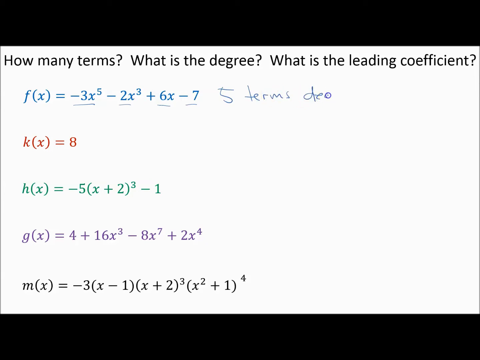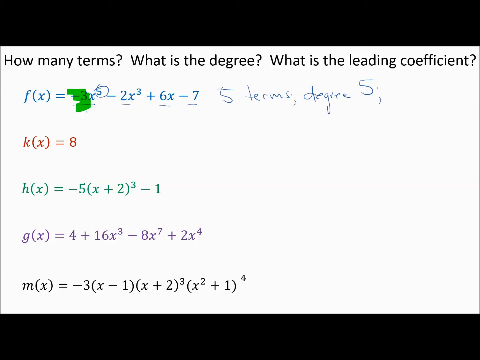The degree is the exponent that's the highest, 5, so this is a degree 5. And then the leading coefficient. Now the coefficients, we have -3, -2, 6, and -7. You do take the signs with the coefficient, but the leading coefficient is the one, not necessarily that it's first, but is the one being multiplied times x to the highest power. So the leading coefficient comes from the same term that gives you the degree.